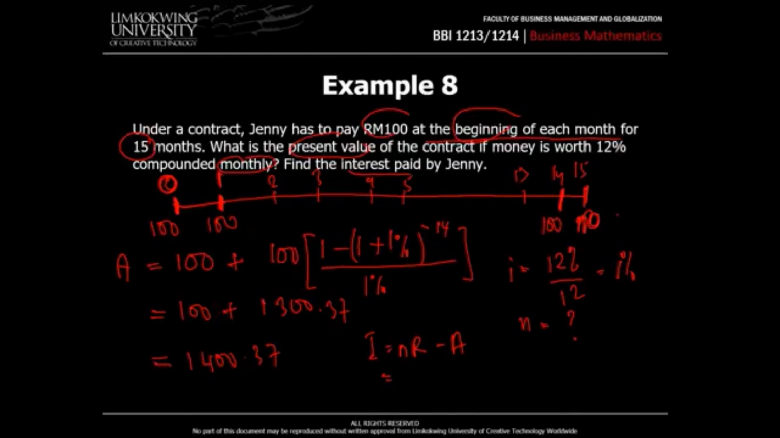But when it comes to N, for the interest paid, you have to calculate all the months that he needs to do the payment. So N is 15, multiplied with the 100, minus 1,400.37, equal to RM 99.63.